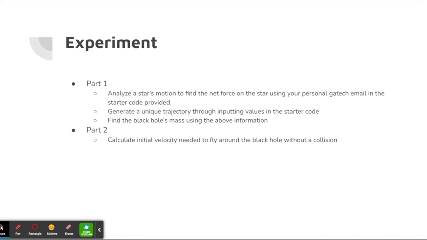We then generated a unique trajectory through inputting values into the starter code and then finding the black hole's mass using the previously found information. Then in part 2, we were to calculate the initial velocity needed to fly around the black hole without a collision.